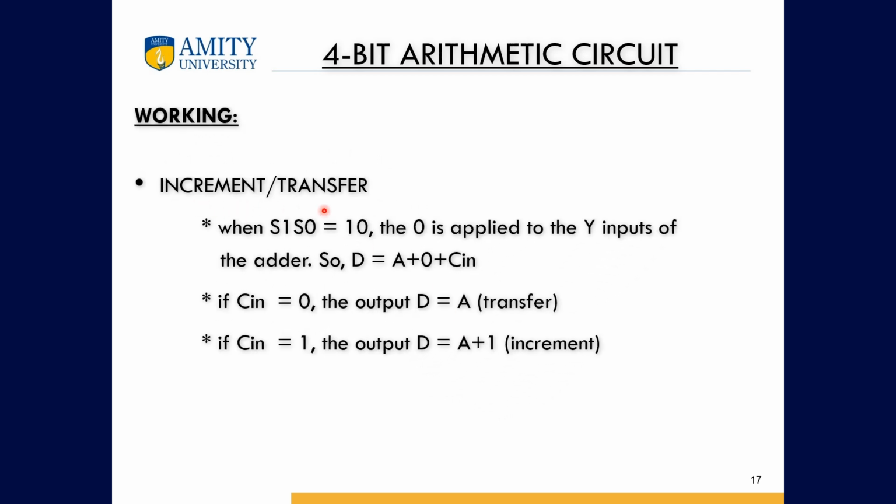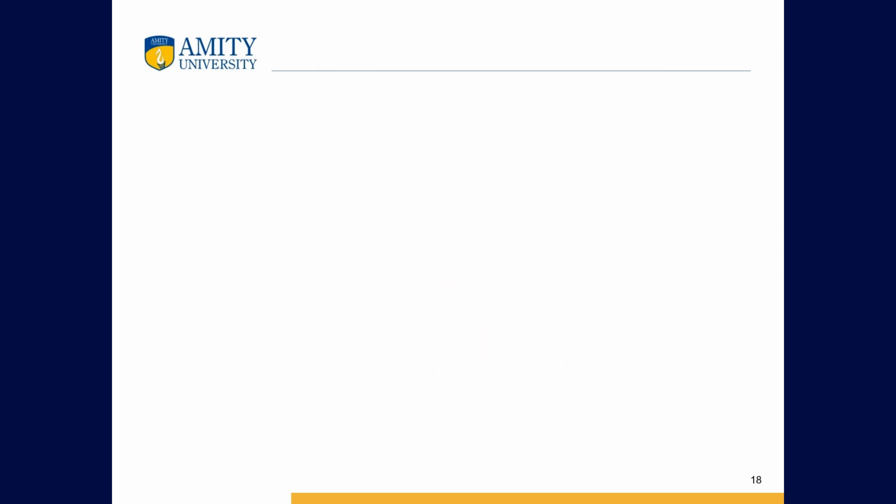In terms of increment or transfer, when we have selection lines as 1, 0, the 0 is applied to the Y inputs of the adder, hence D equals A plus 0 plus Cin. If Cin is 0, the output is transfer because A is directly transferred. If Cin is 1, then A plus 1 takes place, hence it is an increment operation.